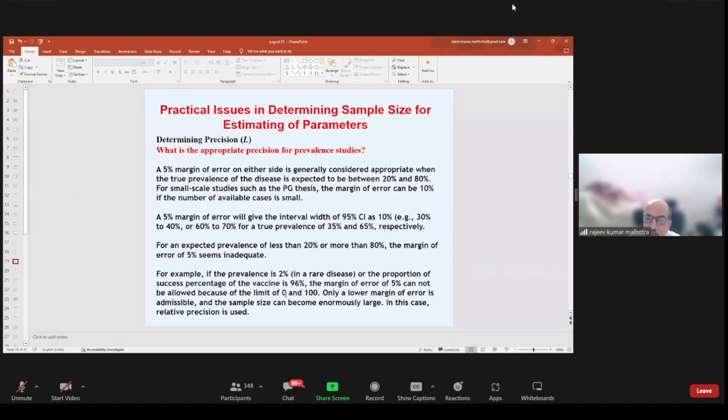Your online calculator will calculate the sample size, but you have to take care. Our confidence limit is going to be negative, and it cannot be negative. It should be 0 to 100%. Only a lower margin of error is admissible. So in that case, for 2%, we take a lower margin of error. So you have to take care about the precision level, what is the prevalence or proportion you are taking for your study, and what margin of error you can take.